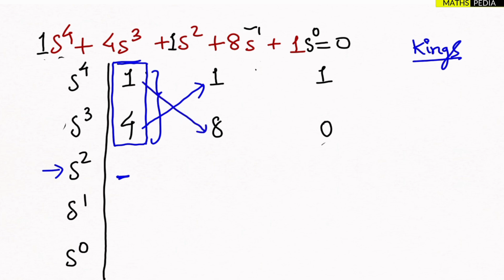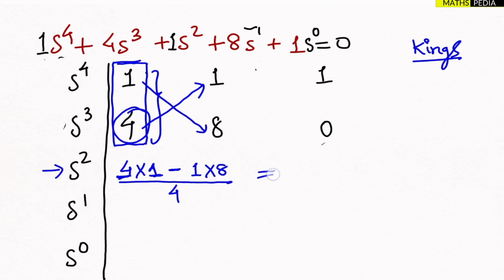How to write that? Always start from the bottom king, which is 4 into 1. Put one minus sign. Then the top king is 1 into 8, whole divided by the bottom king. Always it should be the bottom king in the denominator. So when you calculate it will be 4 minus 8 by 4.